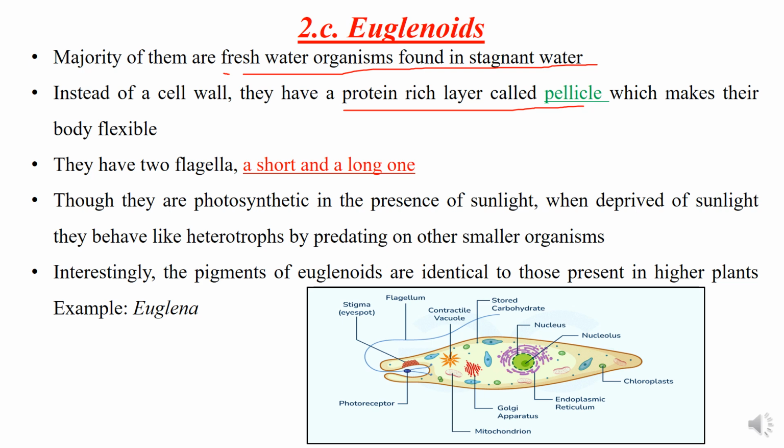The pigments of euglenoids are identical to those present in higher plants. Example: Euglena. This example we can remember very easily. The only points we have to remember are that euglenoids are present in stagnant water, and the protein rich layer present instead of the cell wall is known as pellicle. These two words we have to remember.